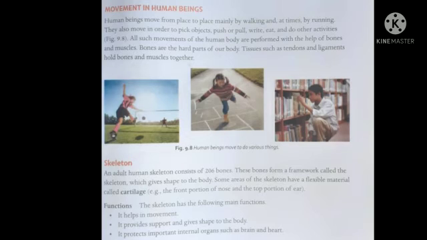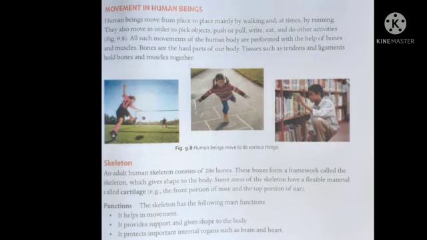Human beings move from one place to another mainly by walking and sometimes by running also. They move in order to pick objects, push, pull, eat, write, walk, etc., and also to do various other activities. All such movements of human beings are usually performed with the help of bones and muscles. Bones are the harder part of our body. Tissues such as tendons and ligaments hold bones and muscles together.